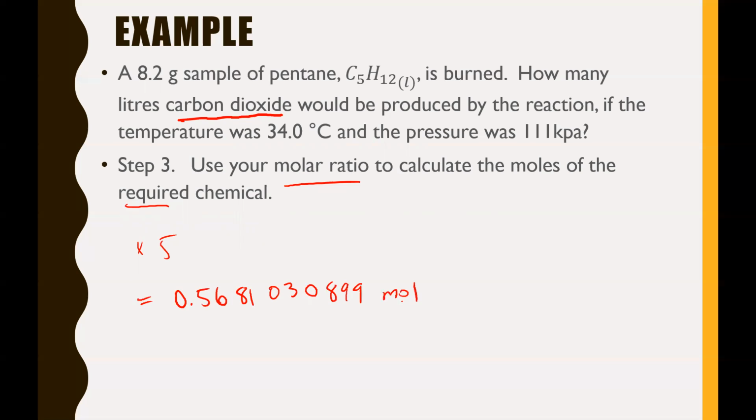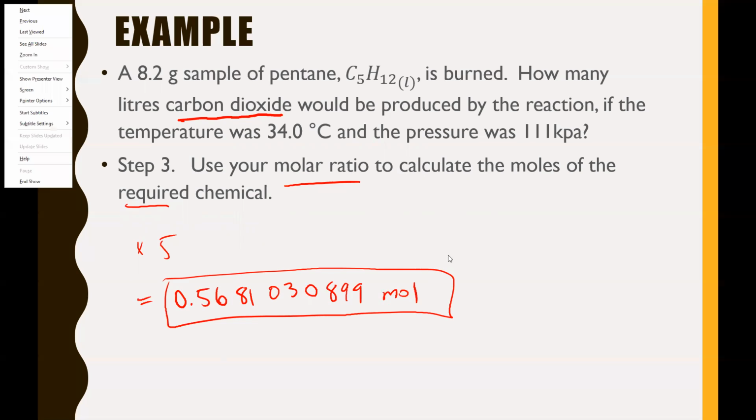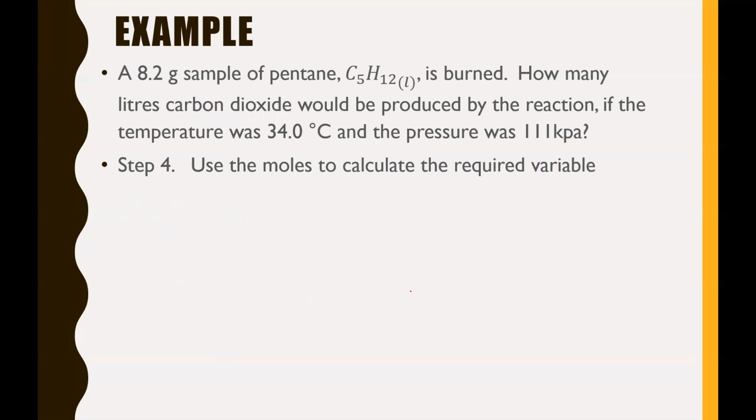0.5681030899 moles. Feels like I'm saying a phone number or something. Keep as many of those sig digs, or as many of those digits, I should say, as possible, because of course, every little bit counts. We don't want to be off in our final calculation. You round to sig digs only in your final calculation. So anyway, that's it. All right, step 4, use the moles to calculate the required variable.